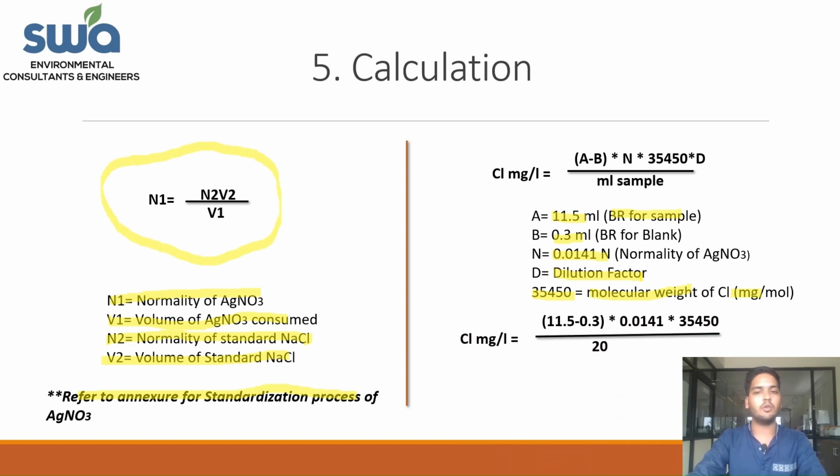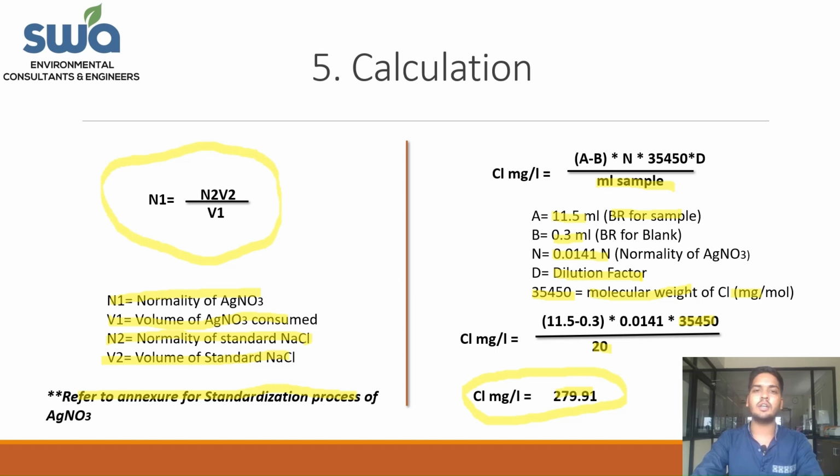We will add the values to the equation: 11.5 minus 0.3 into 0.0141 into 35450 divided by 20, which is the ml of sample we have taken. So the answer will be 279.91 milligram per liter of chloride. So this is the answer for our sample, which was the borewell sample. This is the chloride content in the borewell sample.